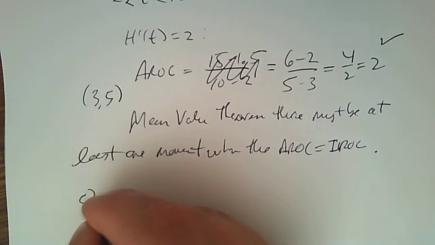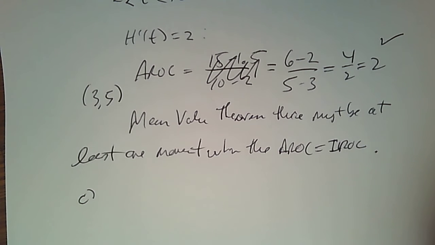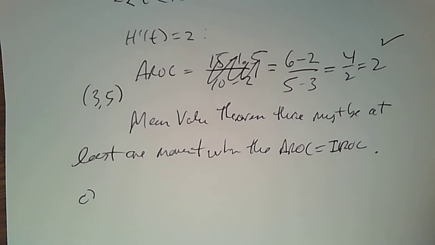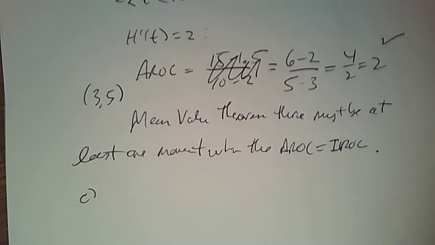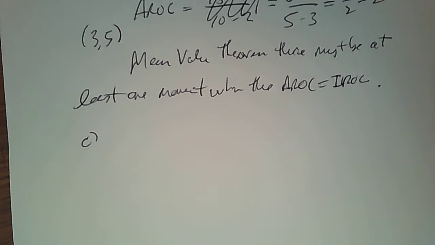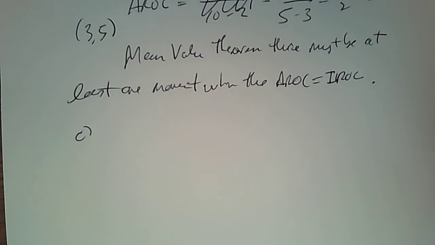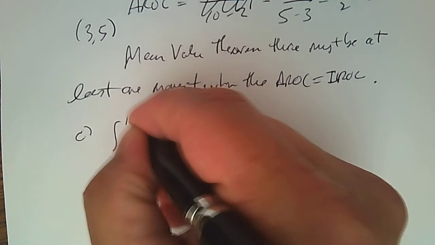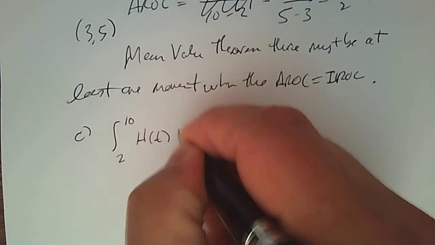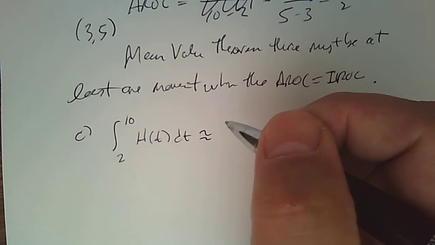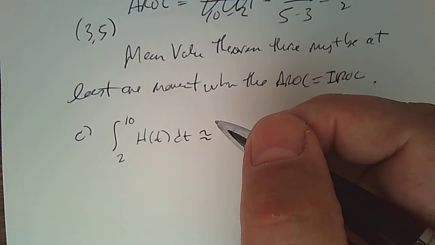Onto C. Find the absolute minimum. No, where am I at here? Part C. Here it is. Use a trapezoidal sum. So how does that work? A trapezoidal sum, and I'm estimating the sum between 2 and 10. So I'm going to go 2 and 10 of that. And I'm going to approximate what that is.